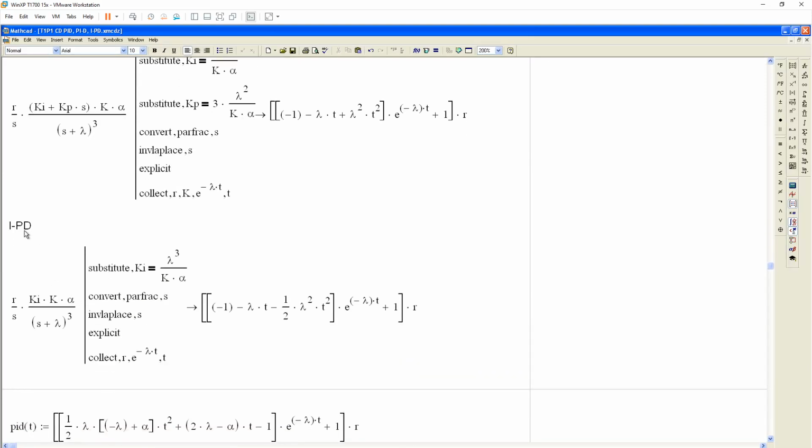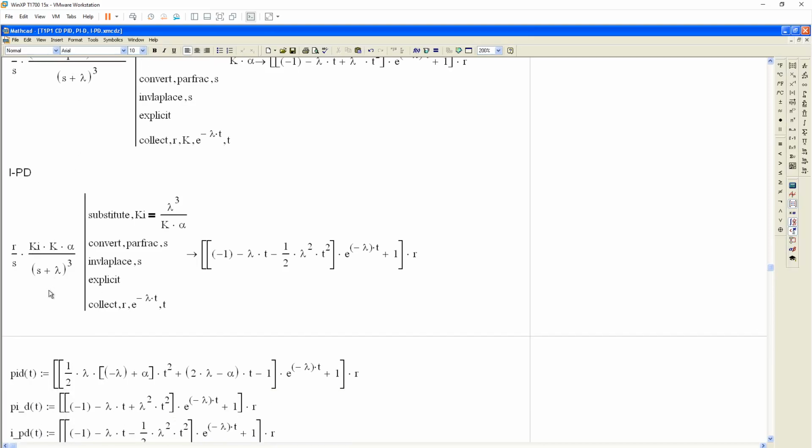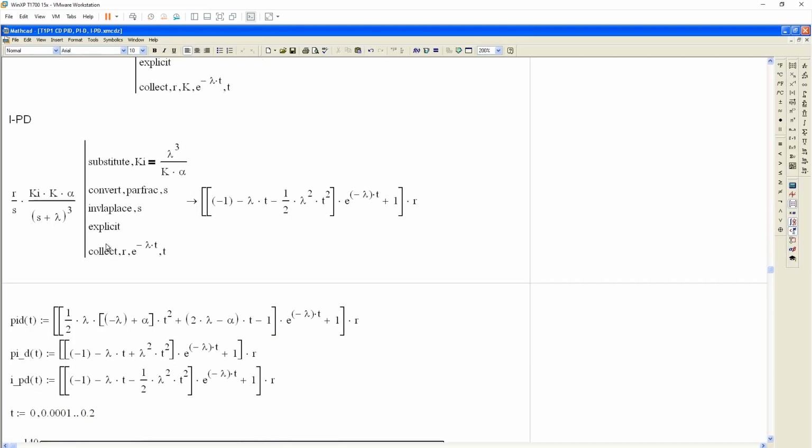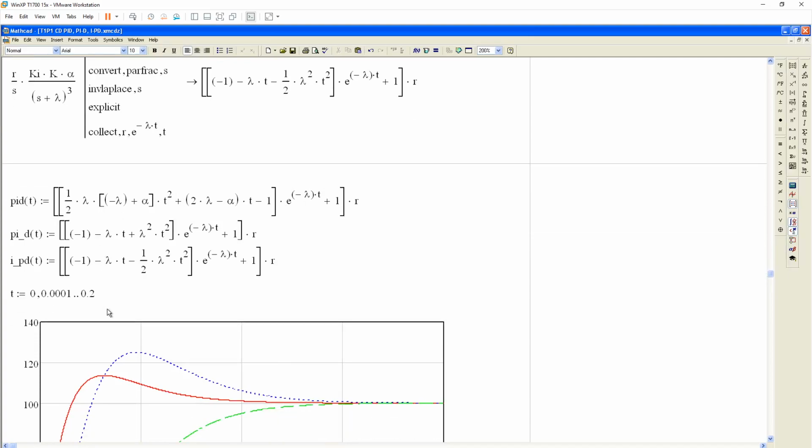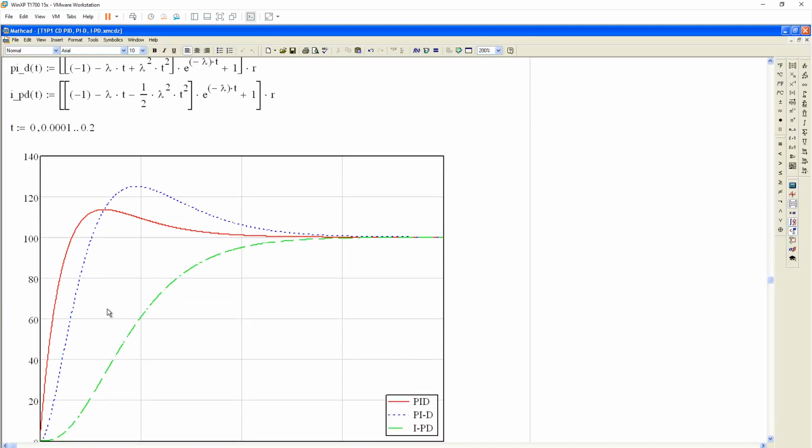Now I can have an I minus PD. This form of PID is overlooked significantly, and you can see that I've got only a KI. There's no P in the forward path. So this is going to have a slower response yet, but this again is the transfer function, or the response as a function of time. And so I have the 3 responses as a function of time, and I can plot them out.